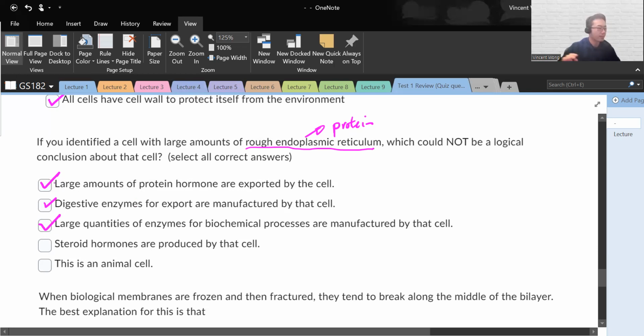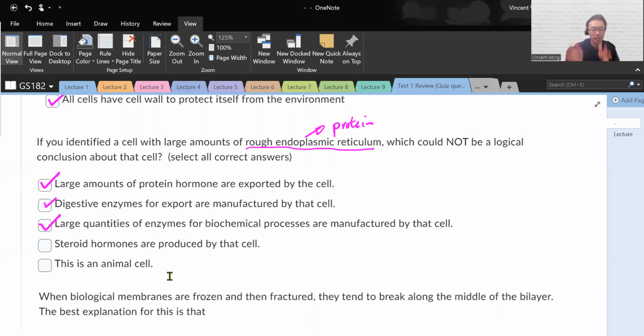Yeah, go ahead, please. Oh, on the last one, this is an animal cell. It doesn't say it's only, it can be an animal cell, right? It says this is an animal cell. Yeah, but it's not necessarily an animal cell. It's not a logical conclusion. Just because it has a lot of rough ER does not mean it is an animal cell. It could be a plant cell, it could be other cells. So I cannot conclude it is an animal cell based on this alone. That's why it's not the right answer.